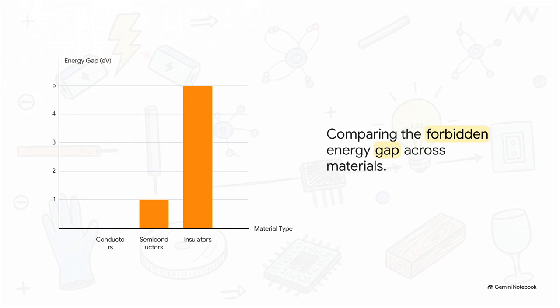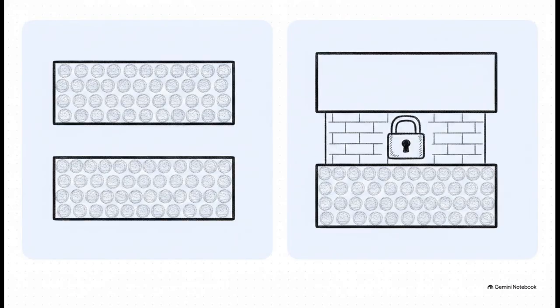For semiconductors, those electrons have to pay a tiny toll, about 1 electron volt, to cross over. But our insulators, they have this massive, practically uncrossable 5 electron volt chasm. Under normal conditions, electrons simply cannot make that jump. No way.